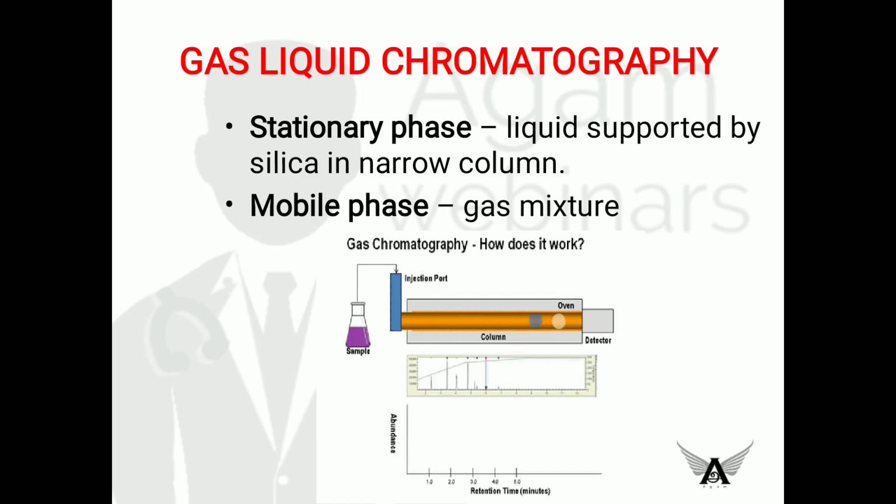Next is gas liquid chromatography. Here the stationary phase is a liquid supported by silica in a narrow column, and the mobile phase is a gas mixture. Here is the substance which has to be separated, and the fractions emerging from this column are detected by a detecting meter. This is more suitable for compounds like lipids which resist degradation even at high temperature. Okay, this is the mechanism.